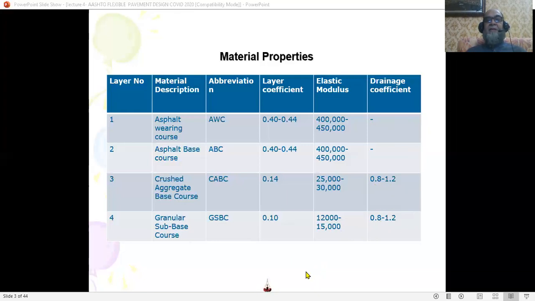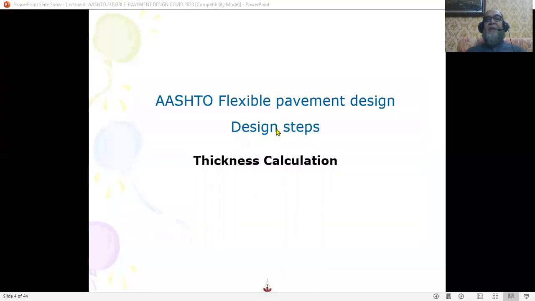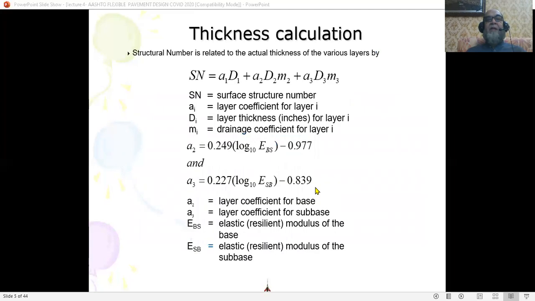Now let's move ahead. Finally, we will see how we calculate the thickness of each layer in the AASHTO flexible pavement design method. Thickness calculation: for thickness calculation, we actually calculate the structural number. The structural number is related to the actual thickness of the various layers of the pavement. So it has three components if it has three layers, and four components if it has four layers.